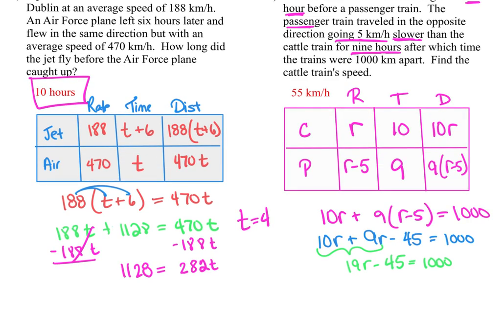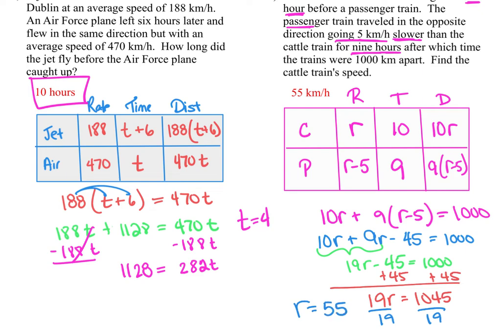We're going to add the 45 over, and then you would divide by 19. So R here equals 55. I want to double check and make sure I solve for the right one. The R represented the cattle. Find the cattle train's speed. I'm done. If they had asked for the passenger, what would I have done to that 55? Subtract 5. So he's going 55 kilometers per hour, and that would be my answer.